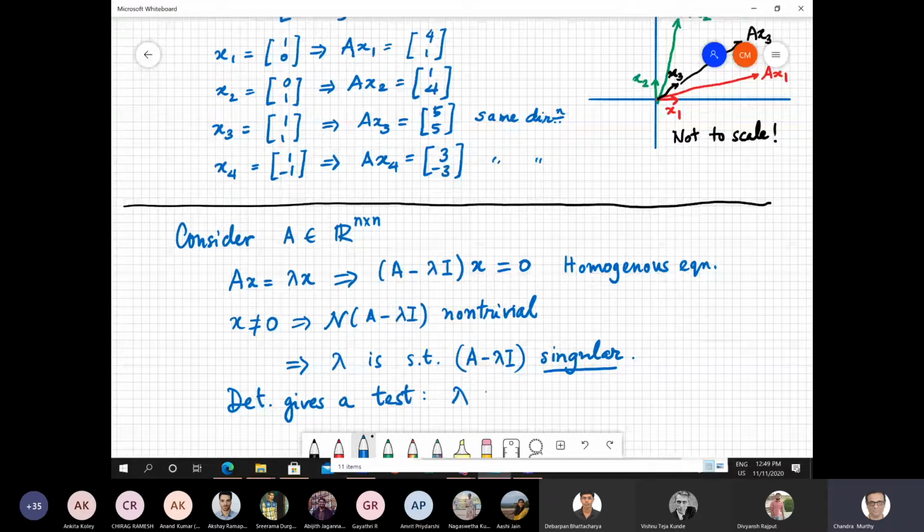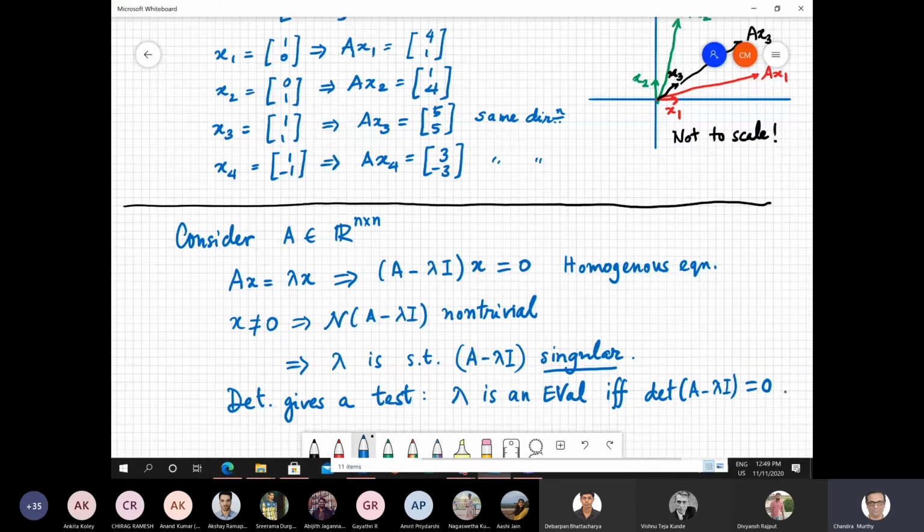So lambda is an eigenvalue if and only if determinant of A minus lambda I equals 0. This is a very crucial observation. Obviously, if the determinant of A minus lambda I is 0, then A minus lambda I is singular, and therefore you will be able to find a non-zero vector x such that (A minus lambda I) times x is equal to 0.